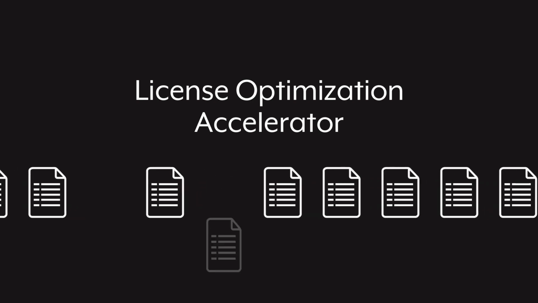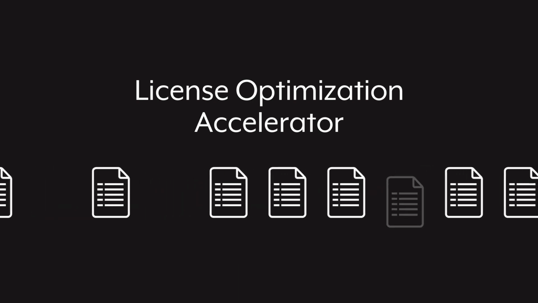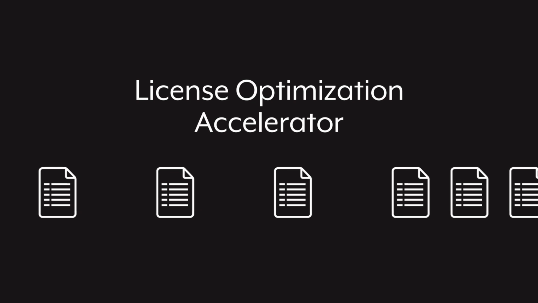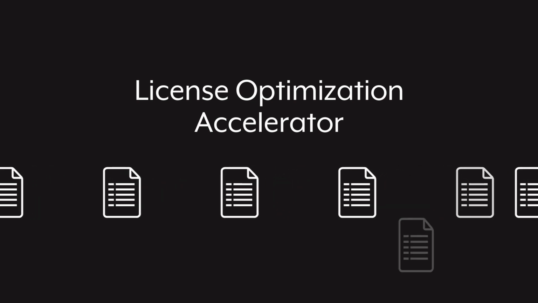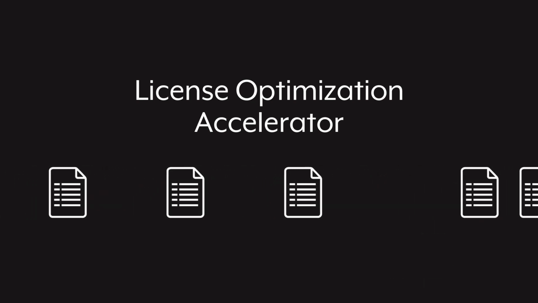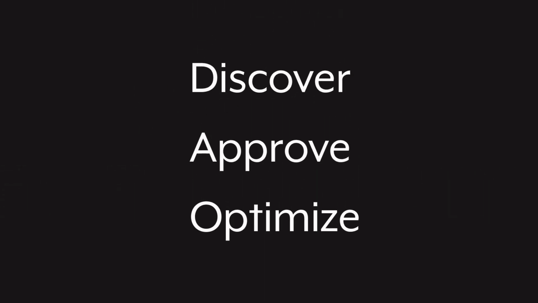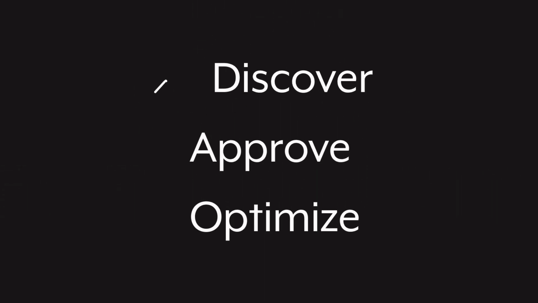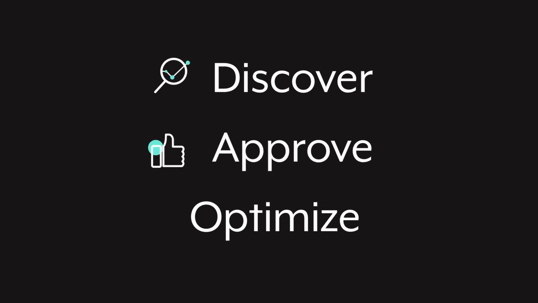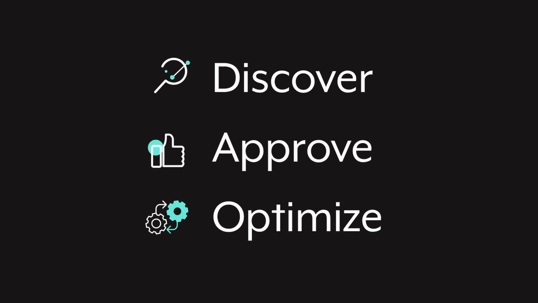You can automate their discovery, clarification, approval, and deprovisioning with real login data. Say goodbye to manual user searches and outreach. But how? With these three main features: discover, approve, and optimize.